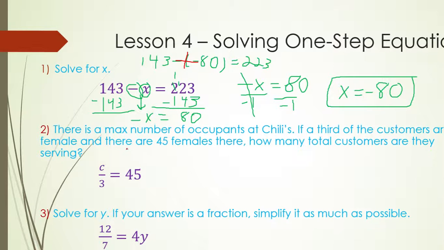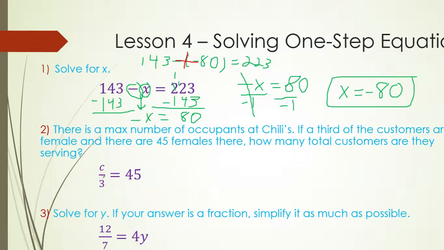Let's look at number 2. They said there's a max number of occupants at Chili's. If a third of the customers are female, then there are 45 females there. How many customers are they serving at this point? So they say 1/3, which is the same as C/3 equals 45. So what they're trying to find is the amount of total customers, okay?